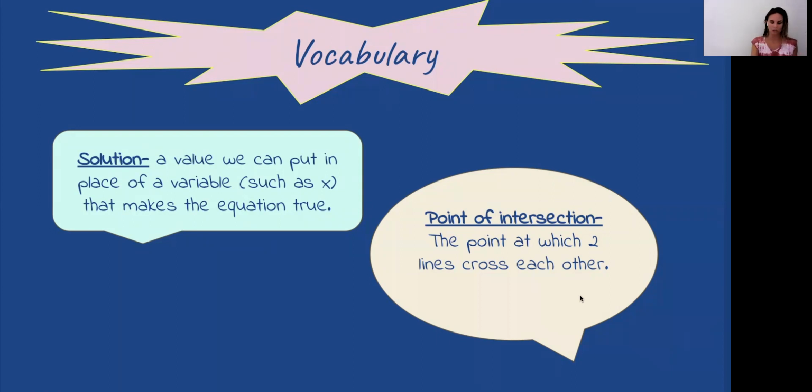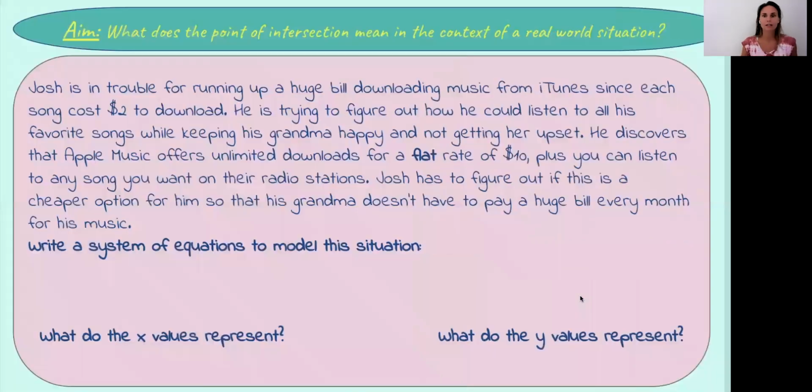Our solution, because it's only going to have one, is going to be in the form of an ordered pair, x comma y. And we're going to be able to plug those into the equation, and that means you'll see that the lines intersect. And that's the point of intersection, the point at which two lines cross each other. So here is what I want to focus on for this lesson today.